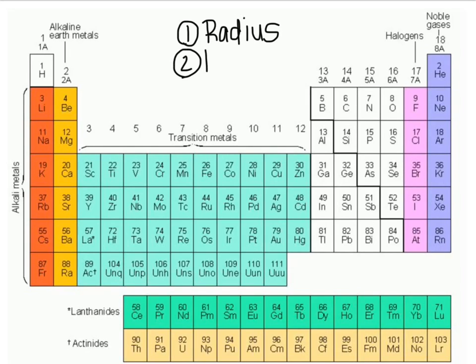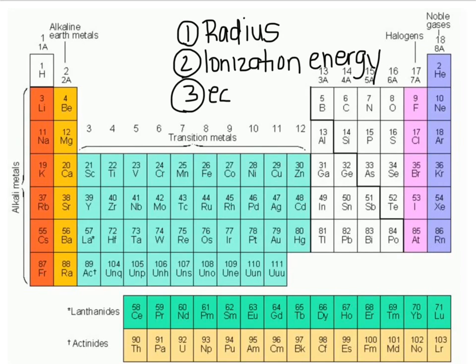Secondly, we're going to talk about ionization energy, what happens to the energy to pull an electron off as you go across and as you go down. And third, we're going to talk about electronegativity. And electronegativity is how much it wants to pull electrons towards it. And we're going to talk about how does that change as you go across and as you go down.